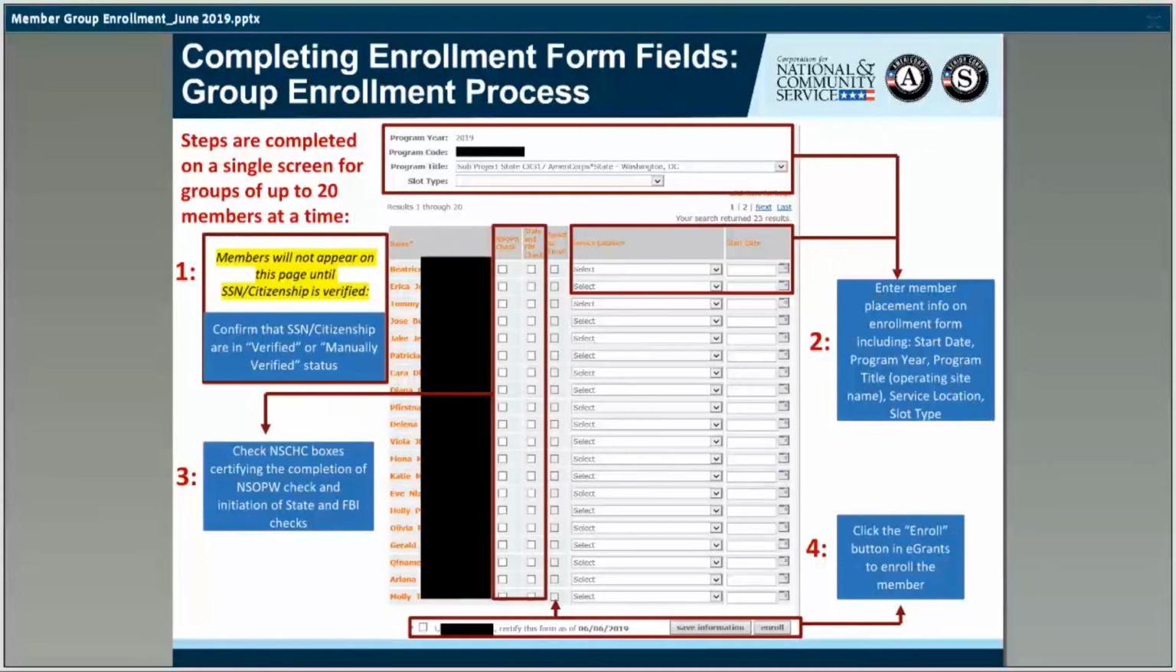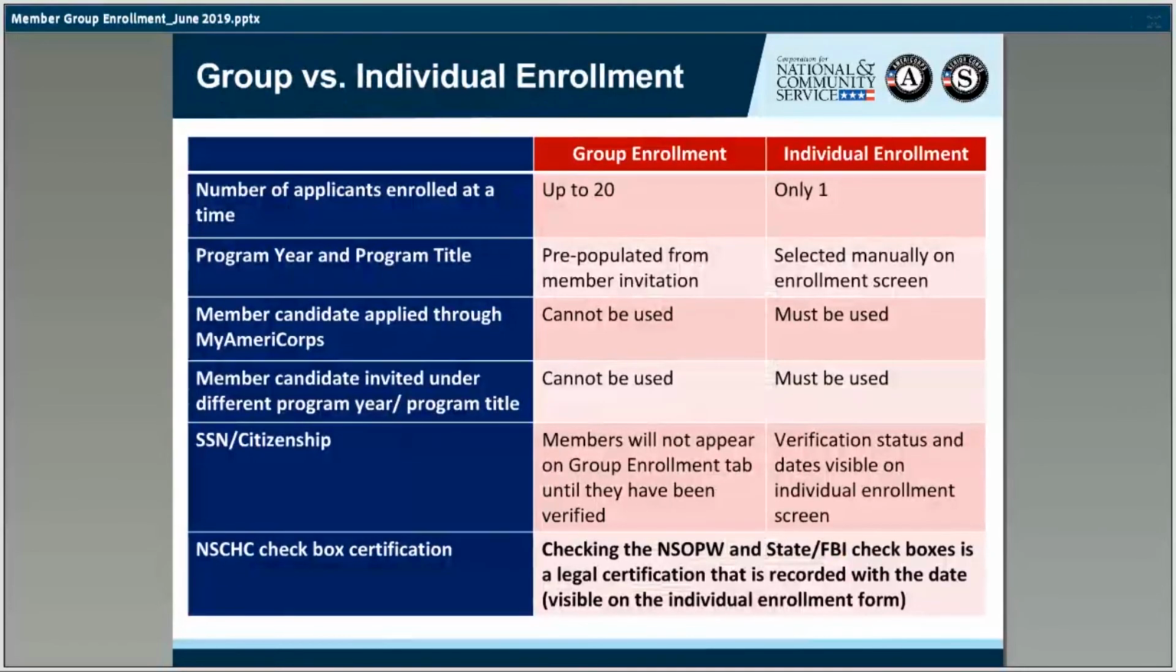The key difference is numbers. While on the individual enrollment form you are entering information for only 1 member at a time, on the group enrollment screen, you can enter information for up to 20 members at a time, and you can enroll those members simultaneously. I know there's a lot to look at on this slide. We will be walking through the group enrollment structure more in detail on future slides, so you will see this image again.